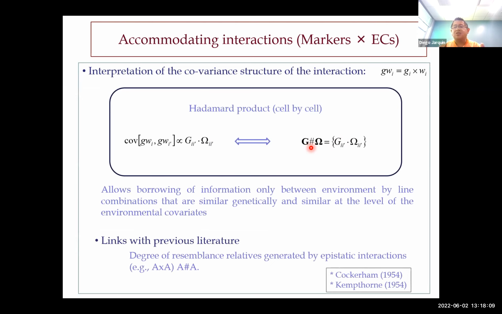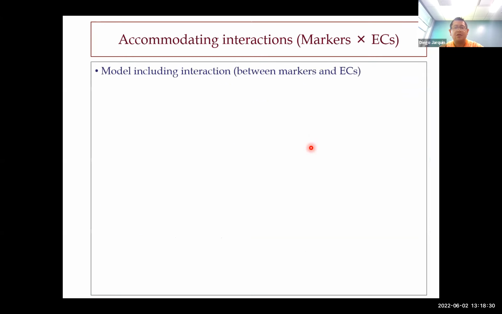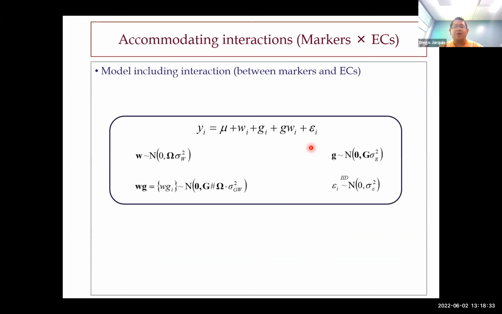This is not new, I would say, in terms of the model specification. It has some links with previous literature. Cockerham and Kempthorne in 1954 developed similar concepts when they showed how to introduce epistatic interactions in models using pedigree data. So now we have a model that includes the main effect of the environments, the main effect of the markers, and the interaction between each molecular marker and each environment.